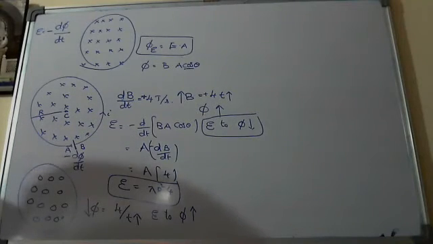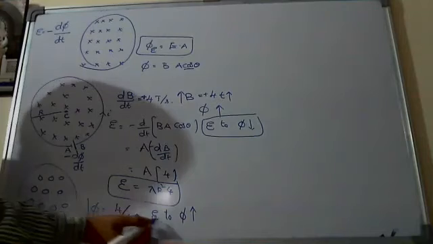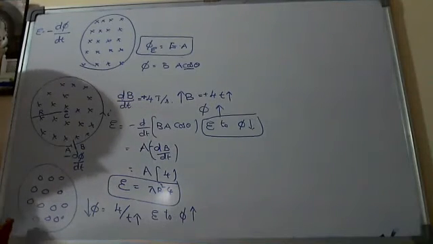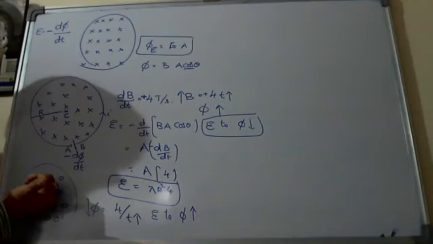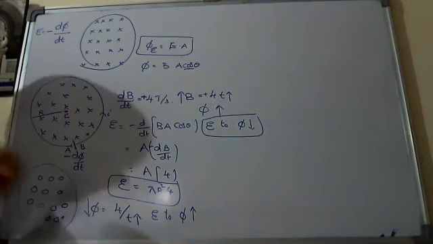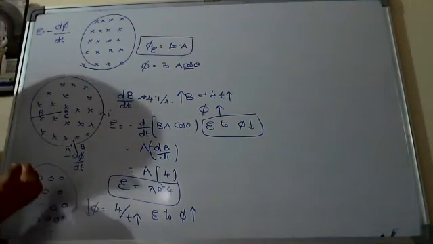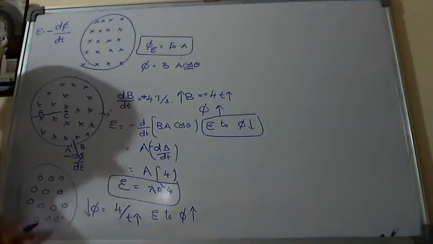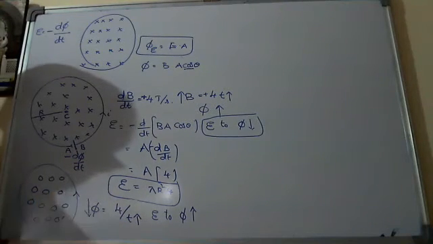Simple. Since the flux is decreasing, it tries to increase the flux. How to increase? We should not create the flux in the opposite direction. We should create the flux in the same direction, then only the flux will be increased. Flux increased in the same direction means here current should flow according to the right hand thumb rule. Current should flow like this.